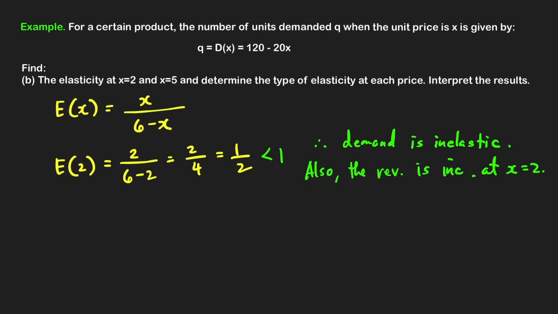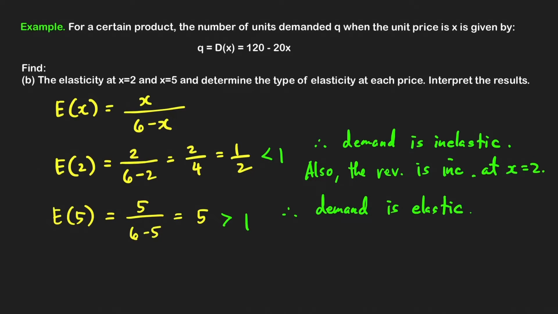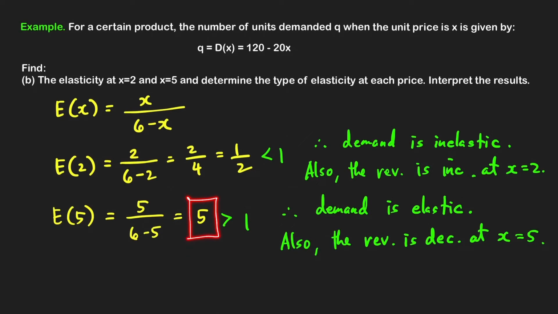Now, when X is equal to 5, we compute E of 5. E of 5 is just equal to 5 over 6 minus 5, which is equal to 5. And since this is greater than 1, we conclude that the demand is elastic at this price. And if we have an elastic demand, then at this price, at X equal to 5, the revenue is decreasing. Another interpretation of this value is that if we increase the price by 1%, we would expect that the demand will decrease by 5%.